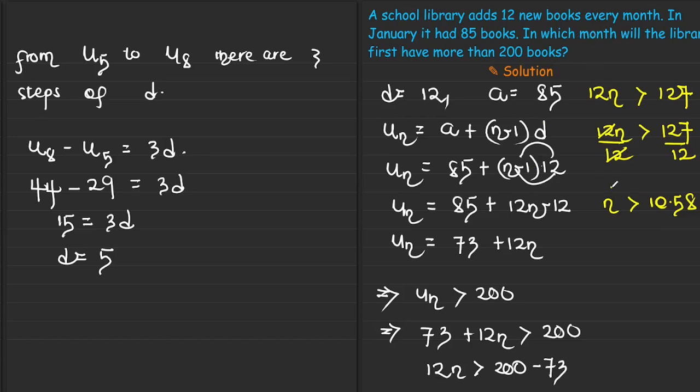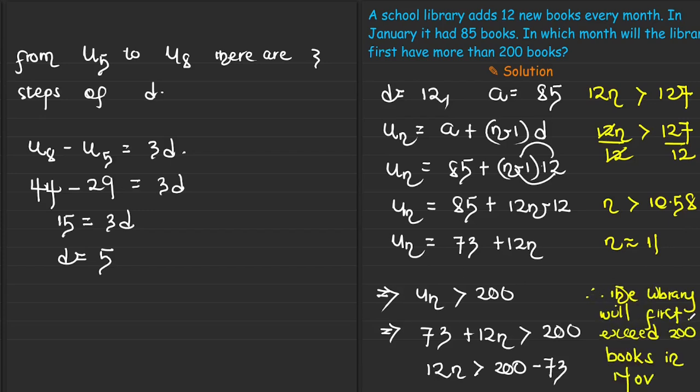Now our n over here must be a whole number because we are talking of what? Month. So with this, let's approximate n to what? 11, because our decider here is 5 or more. Now the 11th month is in November. The 11th month is in November. So you can say, therefore, the library will first exceed 200 books in November. You see, so in November, n equals 11.